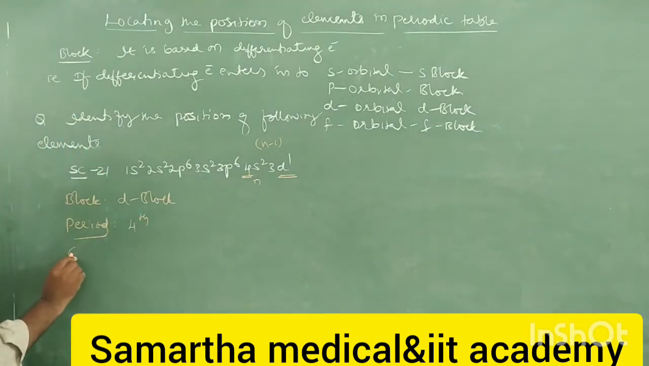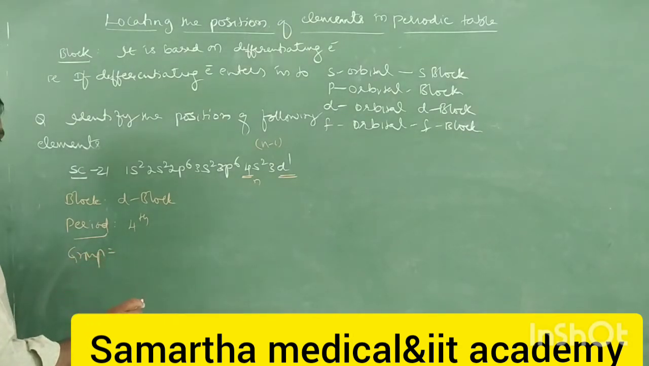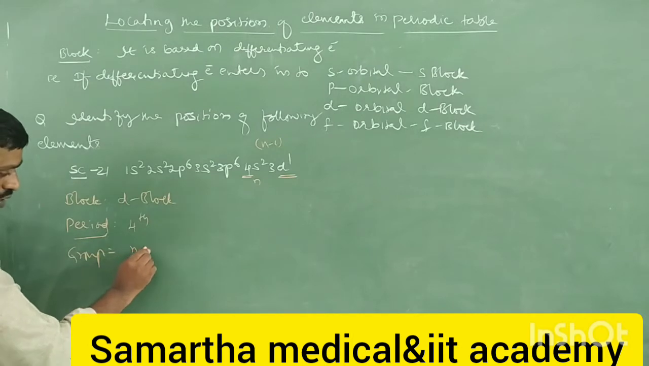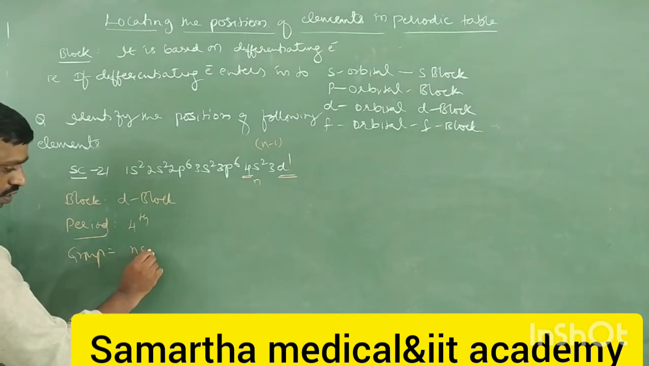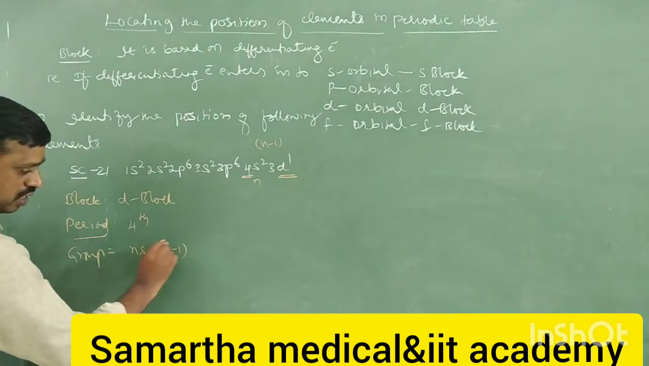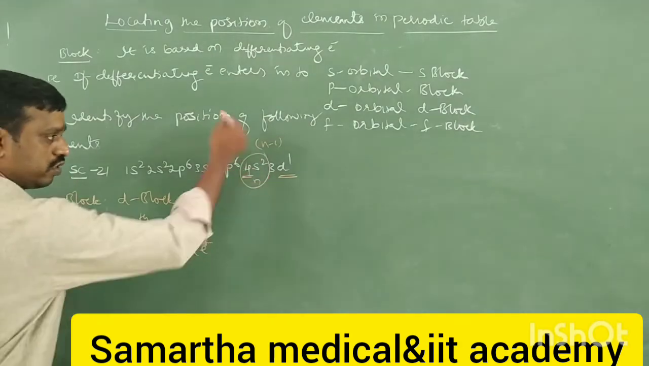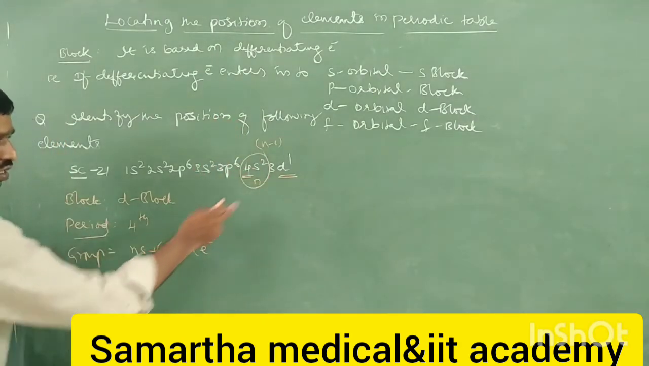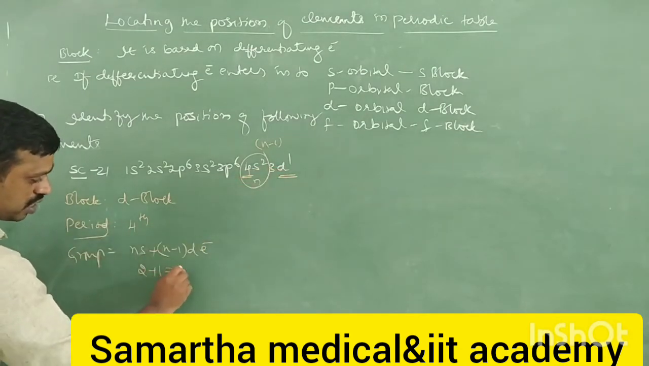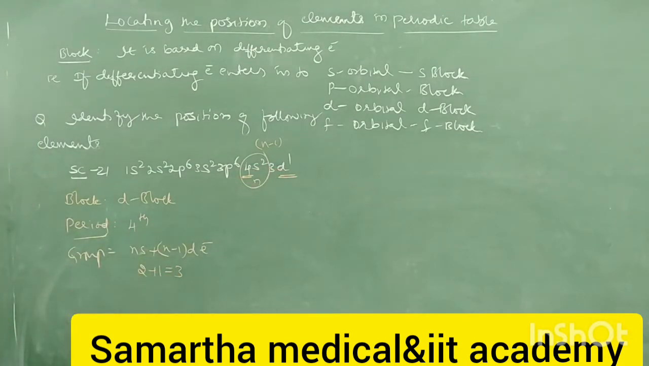Next, group number. Group number is equal to ns electrons plus (n minus 1)d electrons. The ns electrons are 2, plus (n minus 1)d is 1. It is 3, the third group. Okay.